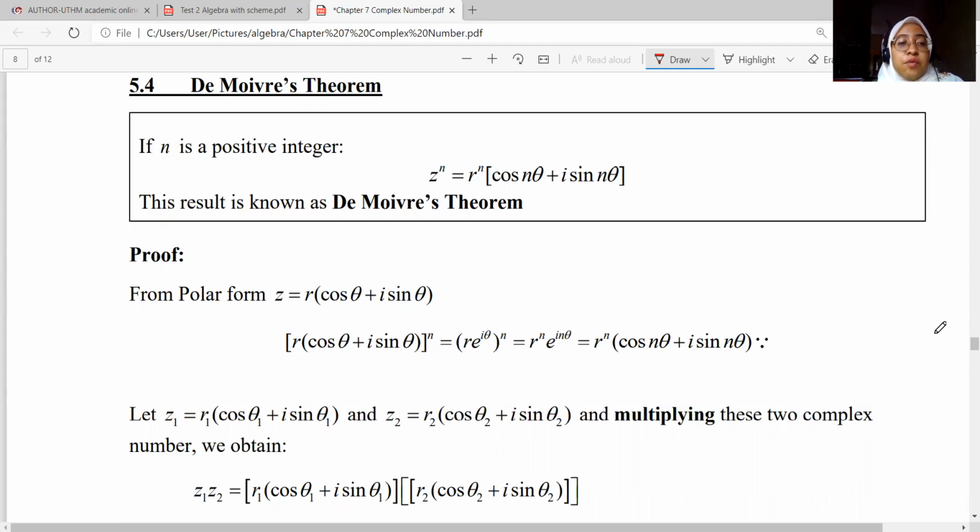Okay, so proof. From polar form, we know that z equals r times cos theta plus i sin theta. So we have r times cos theta plus i sin theta to the power of n. When we convert it to Euler form, we get r e to the power of i theta, to the power of n, which equals r to the power of n e to the power of i n theta. So it is r to the power of n times cos n theta plus i sin n theta. Okay, this is the de Moivre theorem.